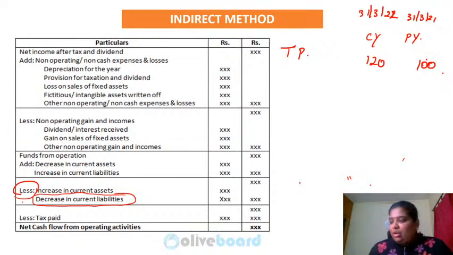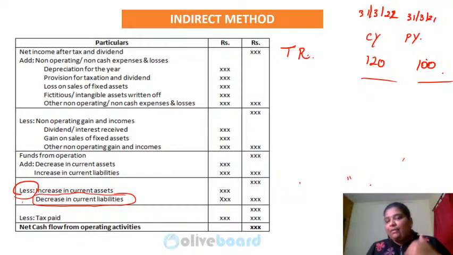Now coming back to your trade receivables. Trade receivable means what? I have sold the goods on credit. Now that buyer has to pay me. Whatever he is supposed to pay, he should pay.